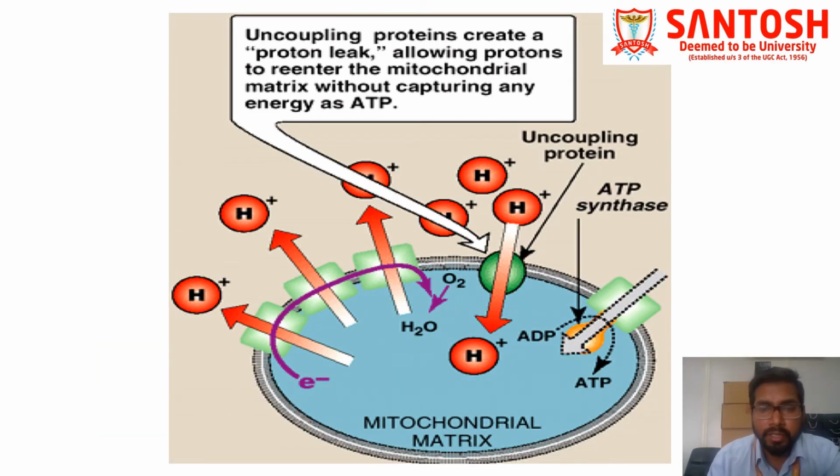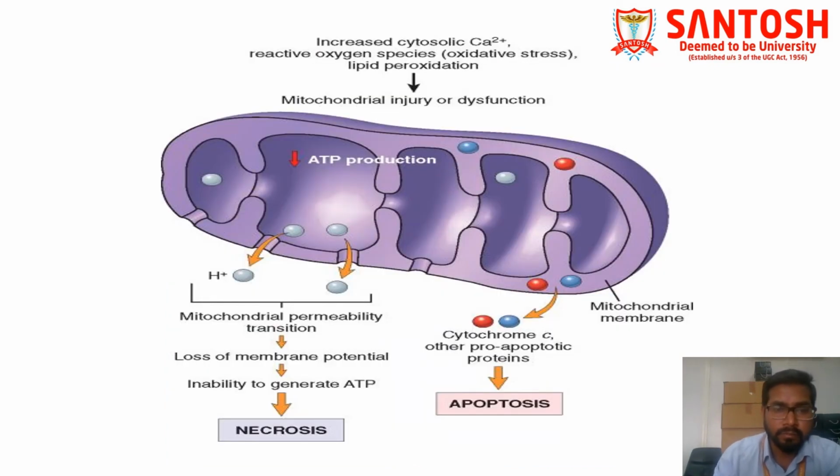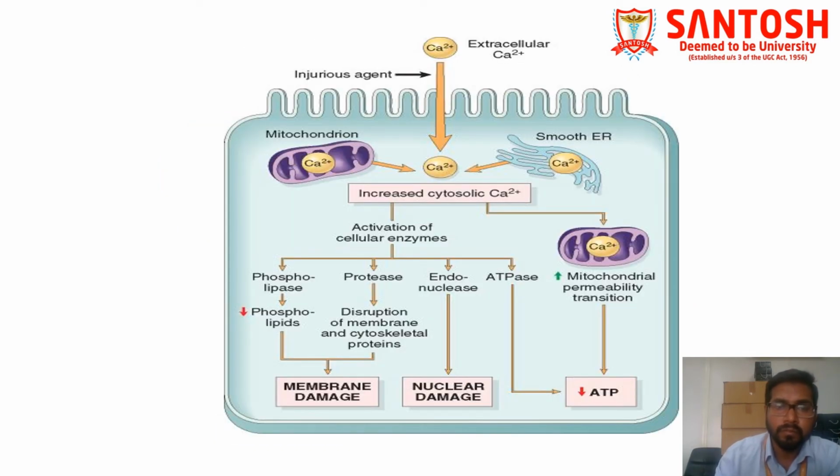This is the mitochondrial matrix, showing difficulty in formation of ATP, which is the energy source of the human body. These changes in the mitochondria, if not corrected, can ultimately lead to necrosis when there is loss of membrane potential and inability to generate ATP, and when there is production of cytochrome C and other apoptotic proteins, that is called apoptosis. Mitochondrial damage also causes the release of various enzymes, such as phospholipases, proteases, endonucleases and ATPases, causing nuclear damage and membrane damage.